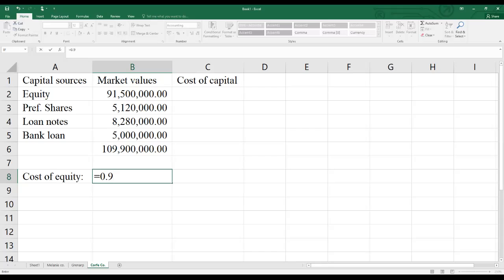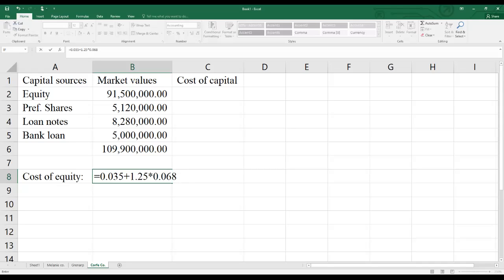Actually, I think we can use the capital asset pricing model because we are given all the information that we need. We know that the company has a risk-free return equal to 3.5%. Therefore, I can put 0.035 plus the beta 1.25 times the equity risk premium, which is equal to 0.068.